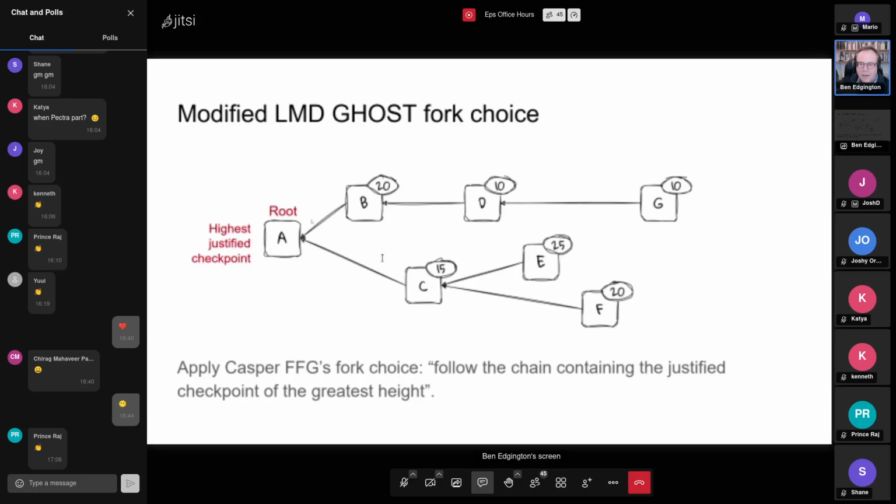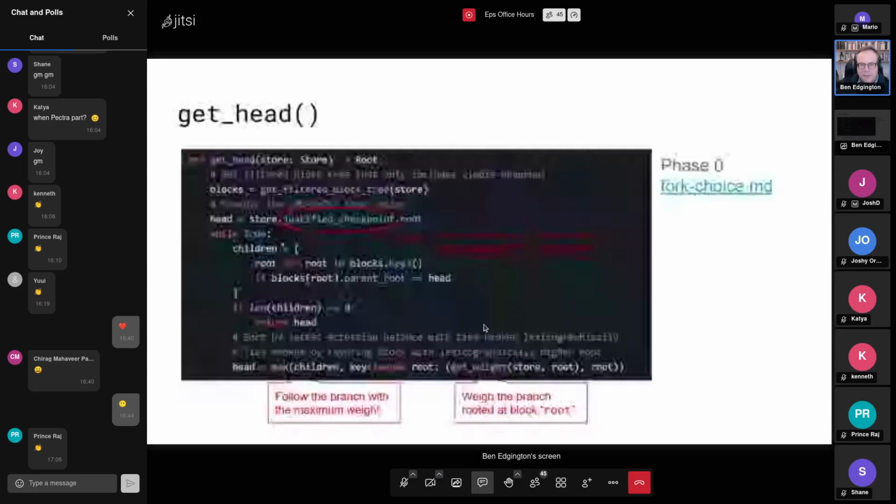So pure LMD Ghost starts at the Genesis block. A would be Genesis. But if we apply the Gasper FFG fork choice, then the root of our LMD consideration is the highest justified checkpoint that we know about. The highest finalized would be earlier than this, but we've already committed as a node to never reverting block A because it's justified, so we can start there. There won't be any other branches that are interesting that we need to explore. So that's basically it. When we run LMD Ghost, we just start from the highest justified checkpoint.